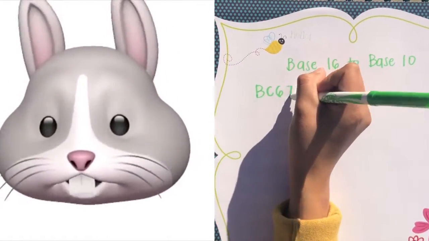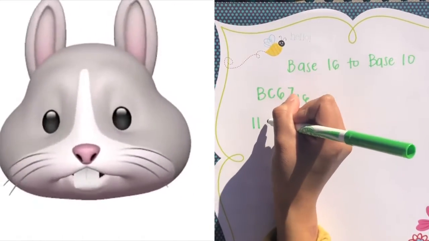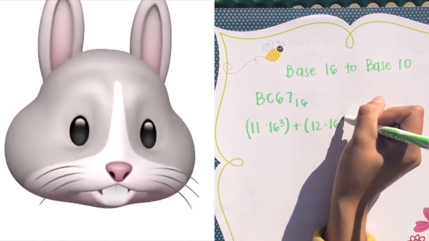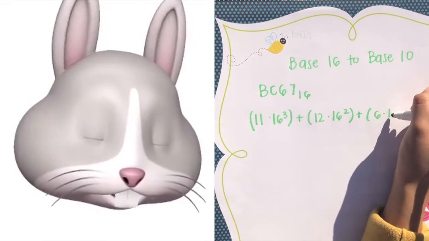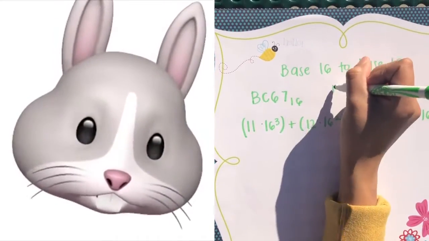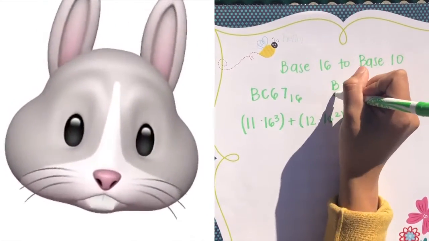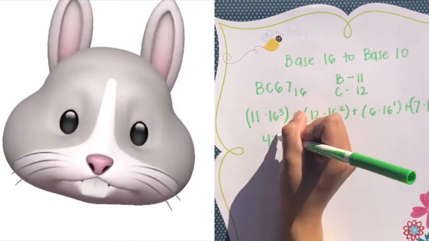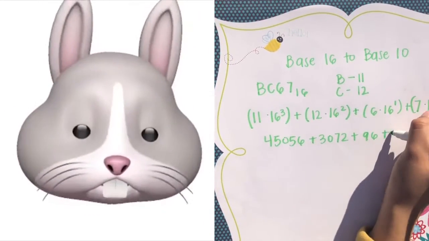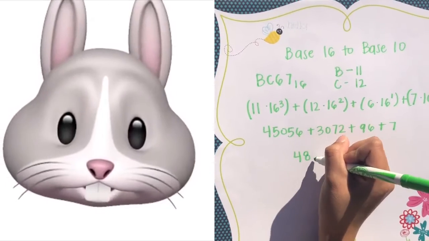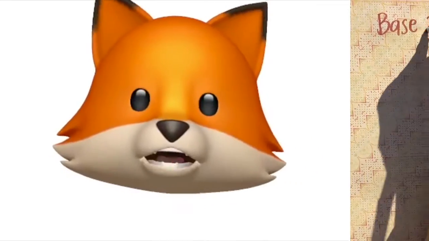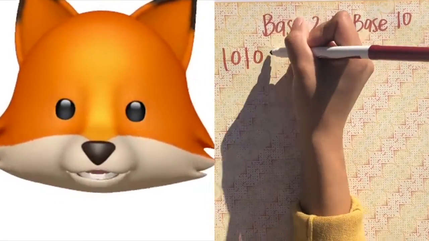This one is different because we have letters, so A will be 10, B is 11, C is 12, and so on. You need to separate each digit first and then identify their number values. So you will have it listed 11, 12, 6, and 7. Now we're going to multiply each number by the corresponding power of 16 in ascending order from right to left. Then you simplify each of those numbers and then add them all to get one big number. So BC67 base 16 is 48,231 base 10.